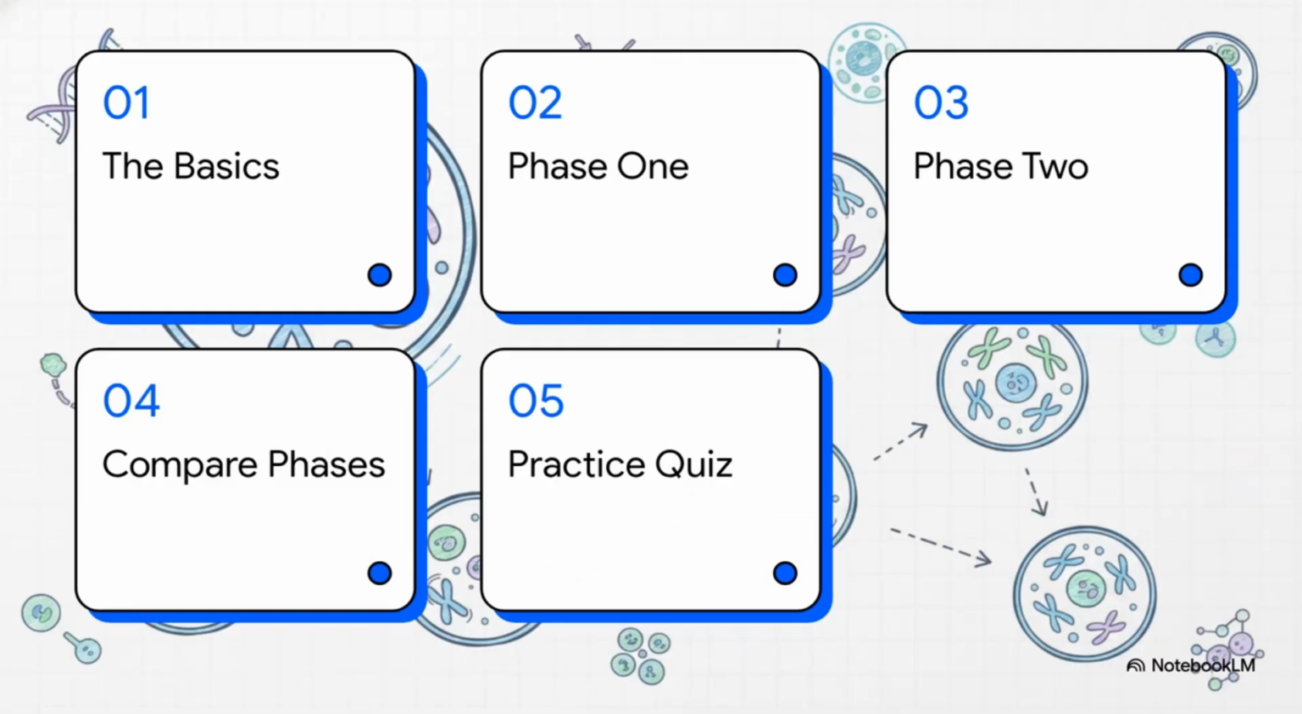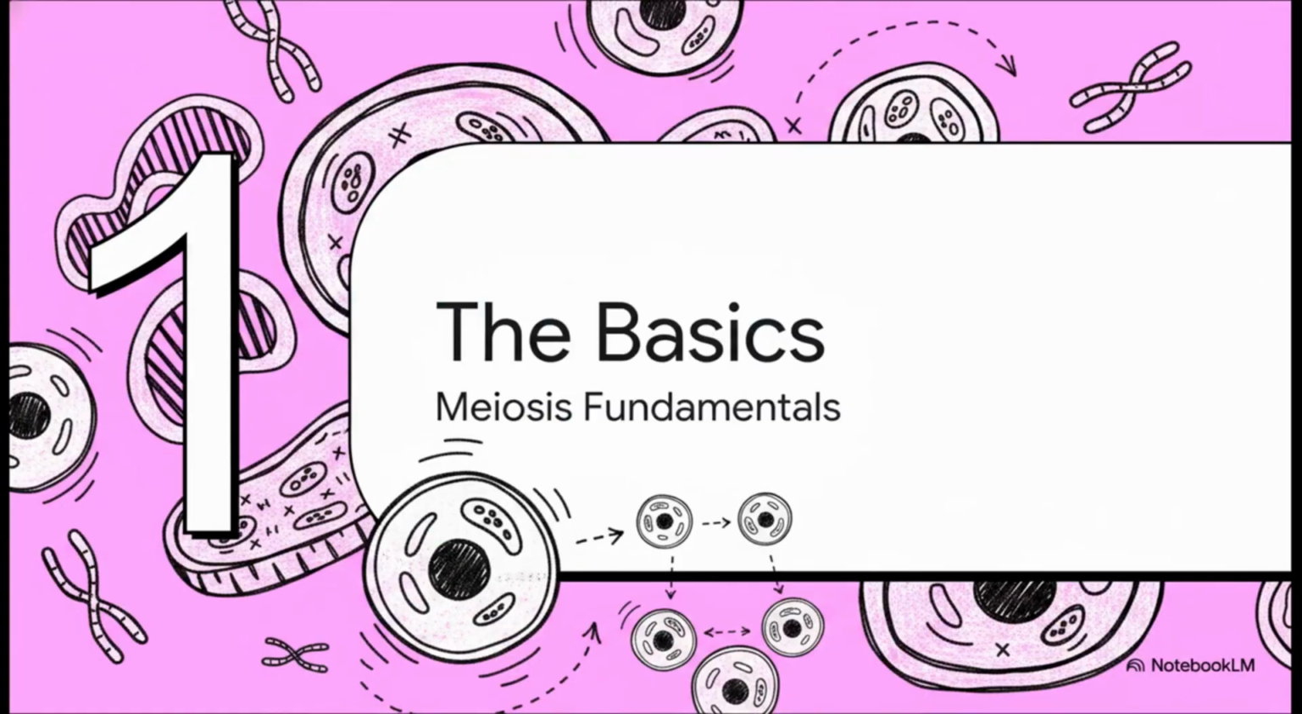All right, really quickly, here is our study guide agenda. We'll start with the basic rules of the game, move chronologically through Phase 1 and Phase 2, compare those phases side by side, and then wrap the whole thing up with a quick practice quiz. So let's jump right into Section 1, the basics of meiosis.